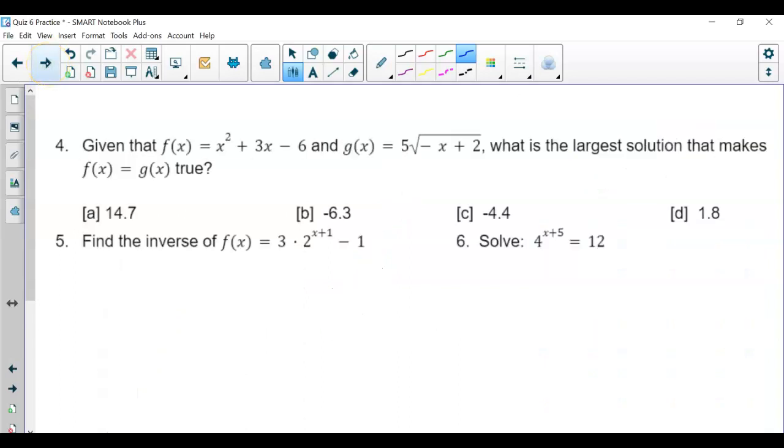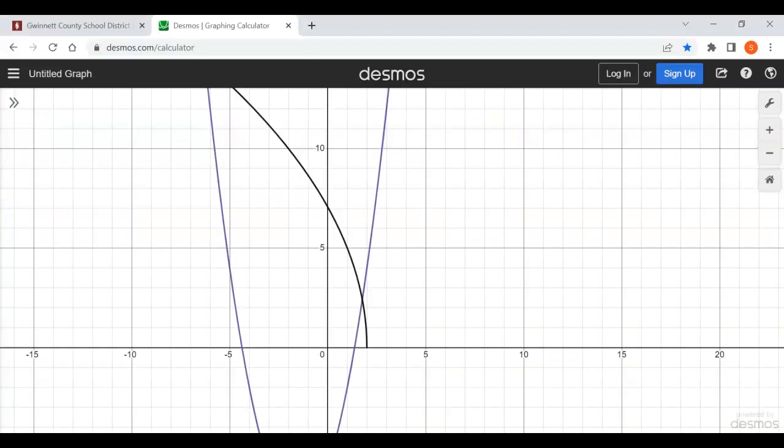Question number 4. Now going into our spiral review, we're looking to see between these two functions, f of x and g of x, what is the largest solution that makes this statement true? So given these two equations, what is the solution to this system? So remember, guys, if you need to, graph each function in Desmos. And so remember too, when we're looking for the solutions after graphing these two functions in Desmos, so here I've got my f of x and here I've got my g of x. So graphing these two looks like this.